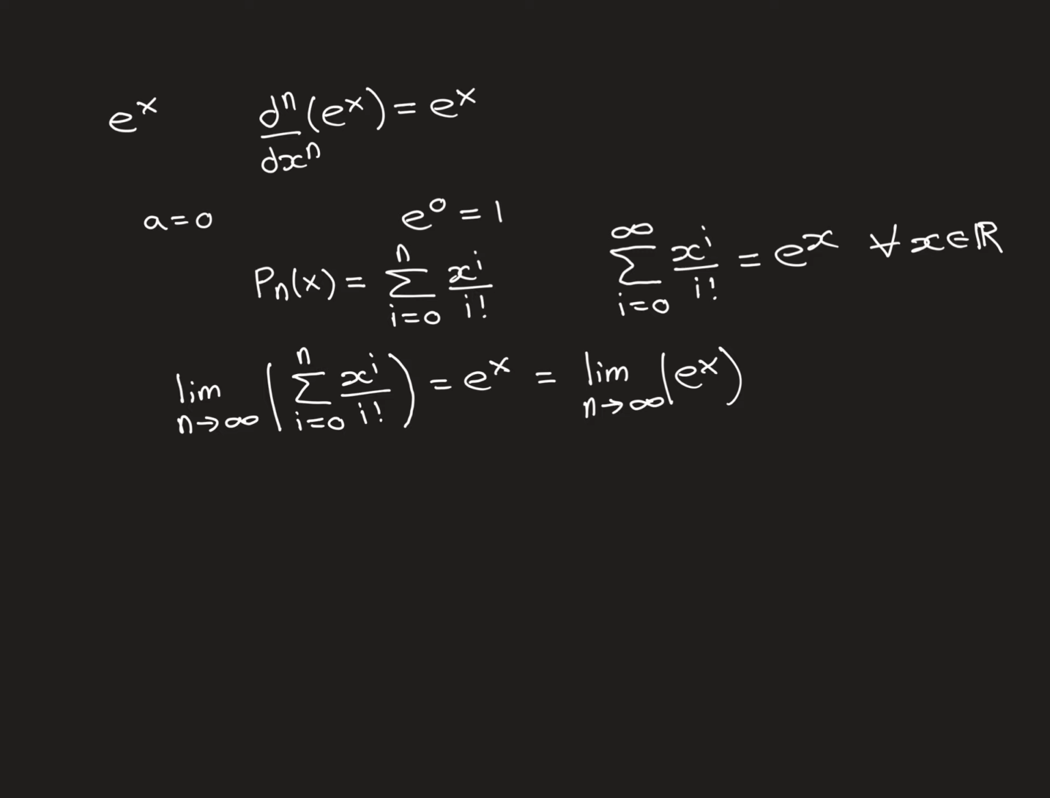So we're going to take this one on the left onto the right, and we'll therefore get that the limit as n approaches infinity of e to the x minus this partial sum, the sum from i equals 0 to n of x to the i over i factorial, needs to be equal to 0. So if we can prove that this thing converges to 0, then we're done.